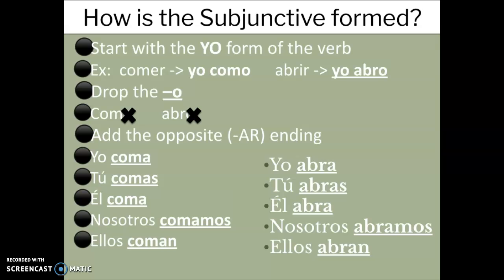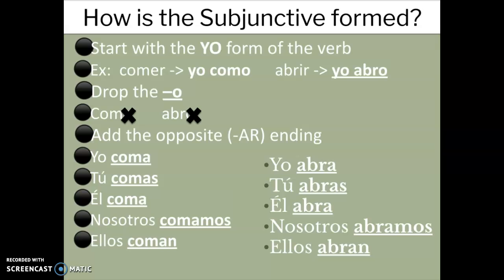Nosotros en vender is vendamos. Ellos en leer is lean. Yo en meter is meta. Tú en creer is creas. Nosotros en correr is corramos. And ellos en vivir is vivan. So those are your answers to the practiquemos section.